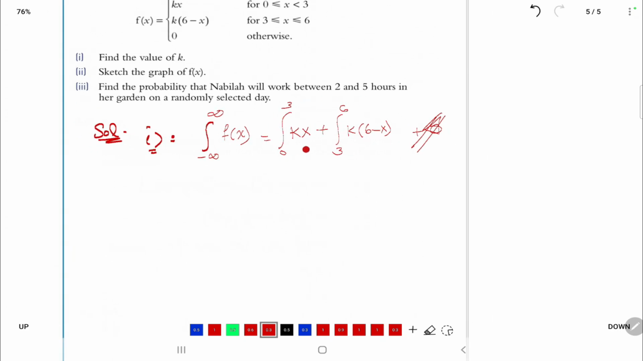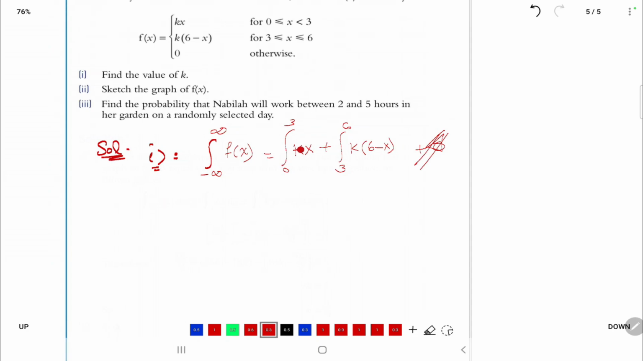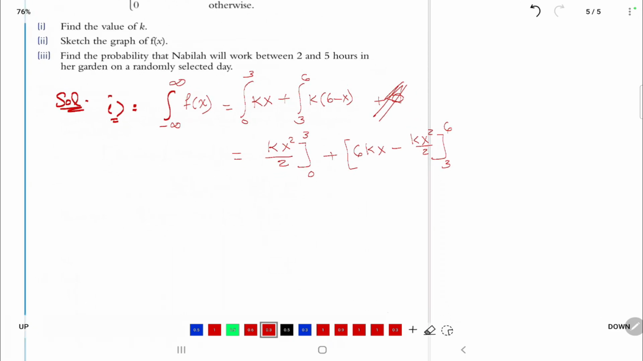Now, okay, I'll evaluate the integration here. For this one, the integration will be kx squared over 2, because k is a constant, and it is from 0 to 3. And for this one, it will be 6kx minus kx squared over 2, and the limit is between 3 and 6.